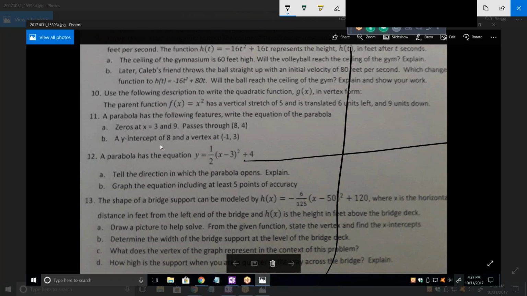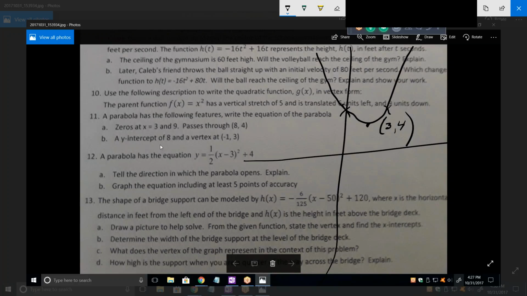3, 4. Okay, I'm going to put that right there. That's 3, 4. Opens up, right? Yes. So I know it looks like that. So there's no x-intercepts. So the next 2 points I'm going to find are those 2 points.